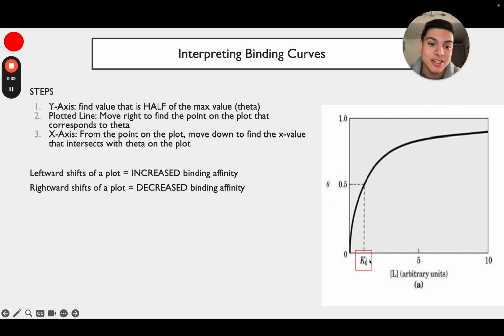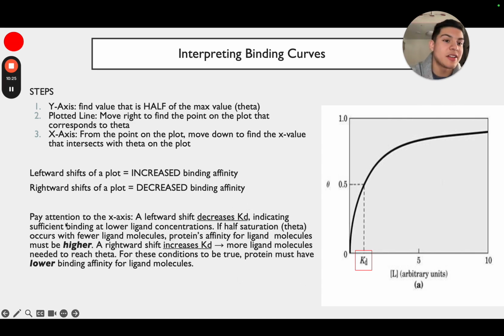Whereas if you have a right shift plot here, using the previous example, if we needed 5 micromolar of this ligand, right? Instead of like 1 or half or whatever. If we needed more of it, that means it binds much more loosely. We need more of the ligand in order to get to half of the occupied binding sites. So something to keep in mind.